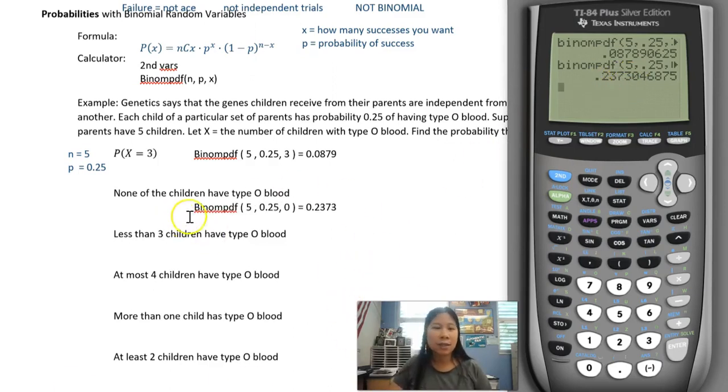So on a quiz or a test, this is exactly the amount of work I want you to show. We're using Binomial PDF, so tell me that, and then tell me what numbers you're using for N, P, and X, and then give me the probability.